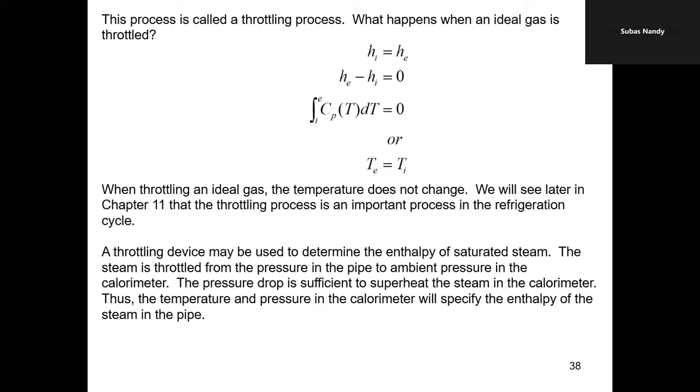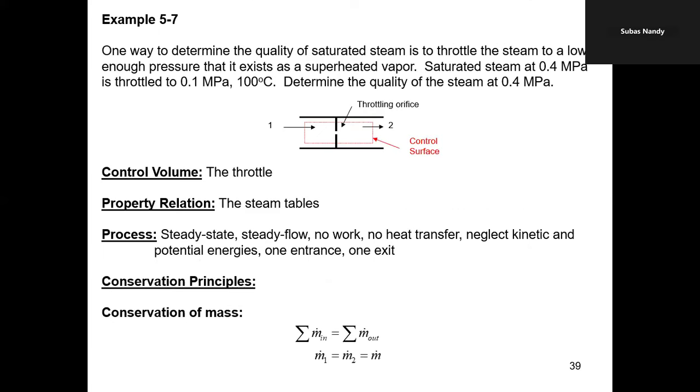A throttling device may be used to determine the enthalpy of saturated steam. The steam is throttled from the pressure in the pipe to ambient pressure in the calorimeter. The pressure drop is sufficient to superheat the steam in the calorimeter. Thus, the temperature and the pressure in the calorimeter will specify the enthalpy of the steam in the pipe. One way to determine the quality of saturated steam is to throttle the steam to a low enough pressure that it exists as a superheated vapor.